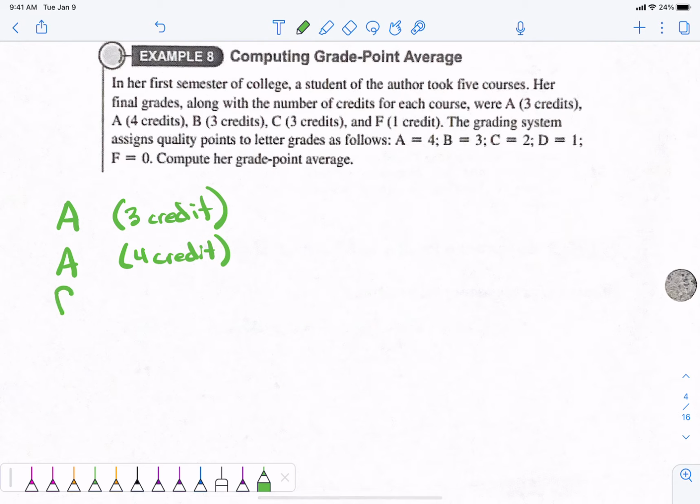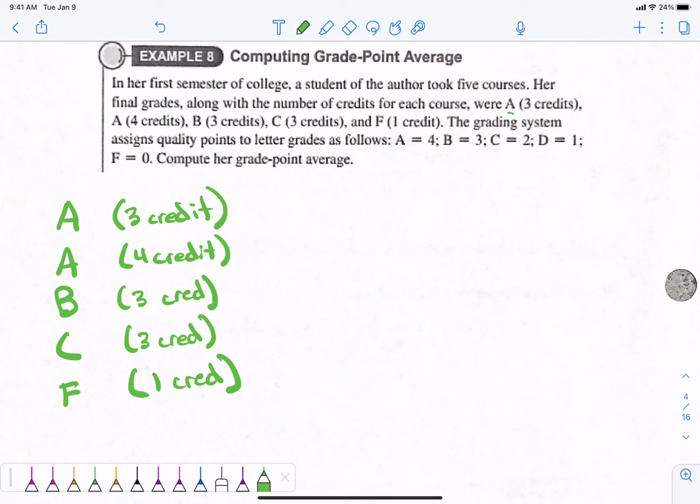She got a B in a 3-credit course. She got a C in a 3-credit course. And she got an F in a 1-credit course. Do you see where I'm getting these numbers from? A in 3 credits, A in 4, B in 3, C in 3, F in 1.